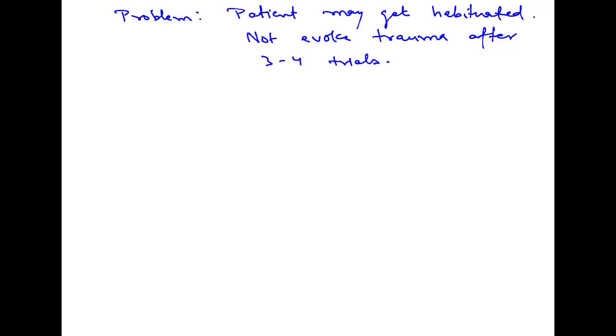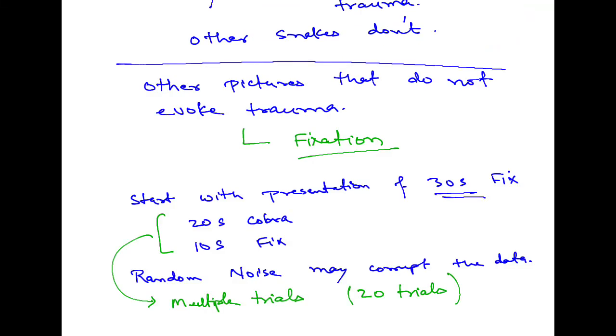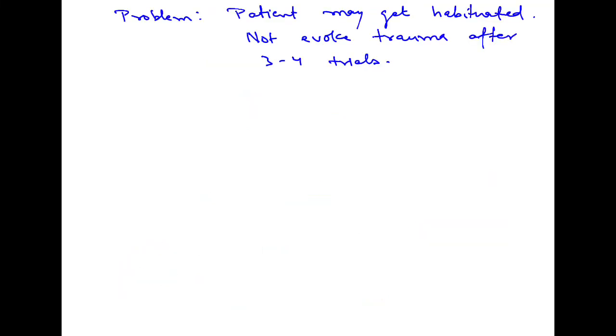Right? So this is a trial. This is what we call a trial. Okay. So the patient may get habituated, may not evoke trauma after 3-4 trials. What is the solution? So we could give a resting time, like after 5 trials.